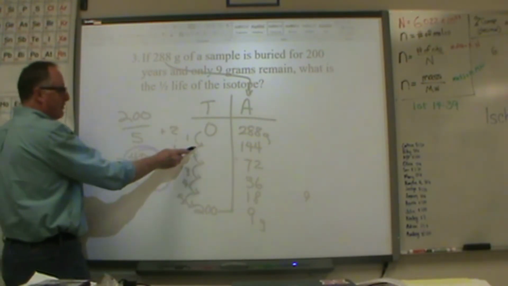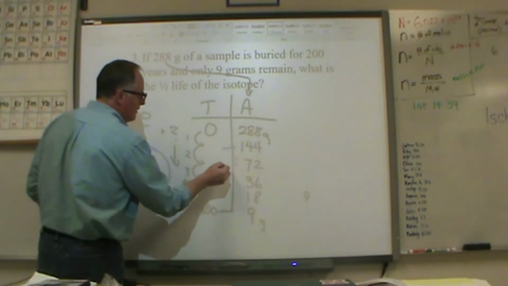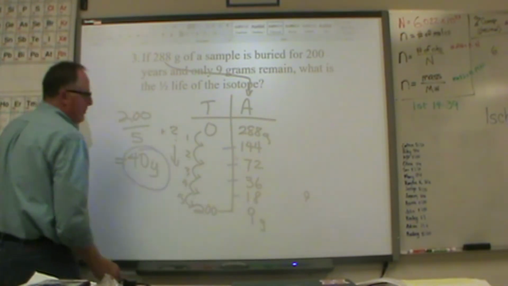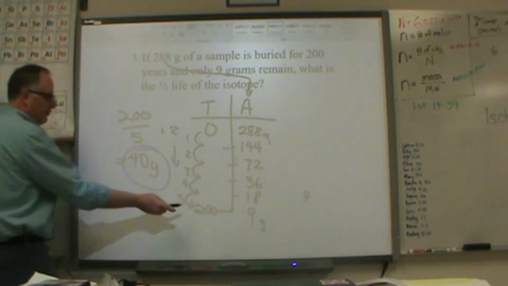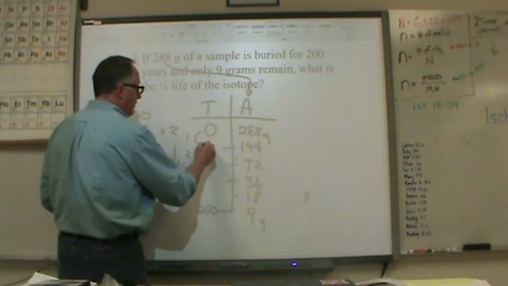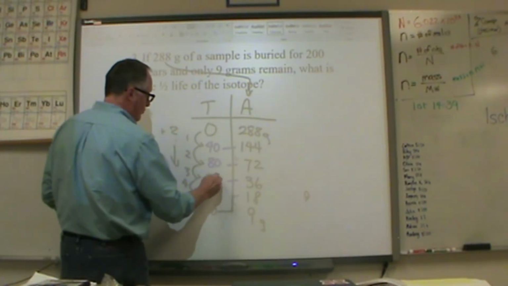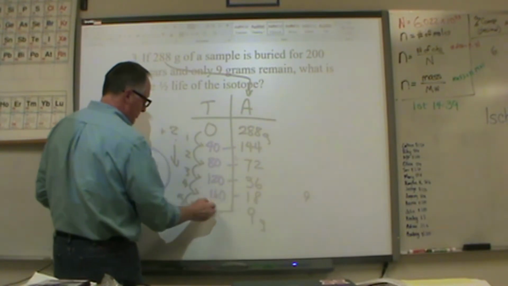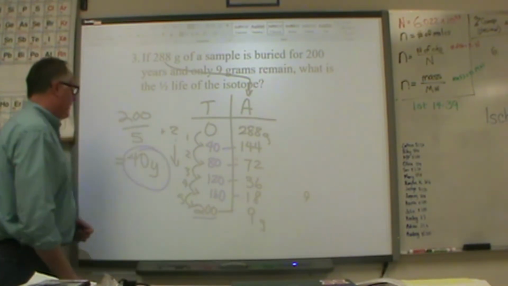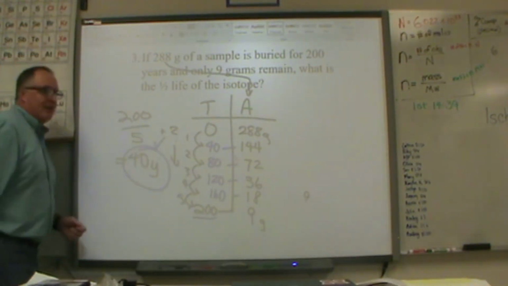But I'm going to check it by counting by 40s to make sure that every time I go down, I count up by 40, and I should get to 200 right here. So 40, 80, 120, 160 plus 40 is 200. So I feel confident that that's the right answer.